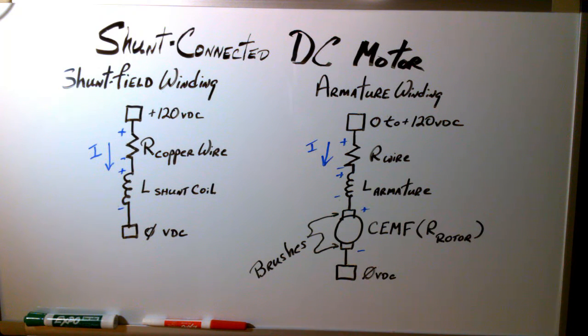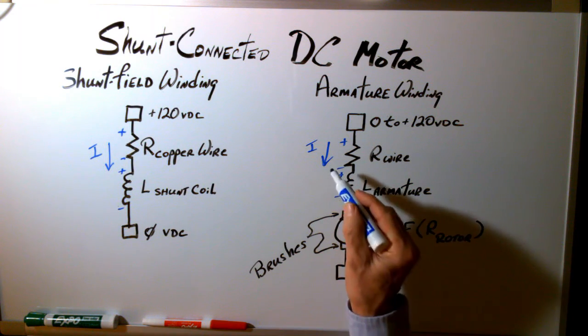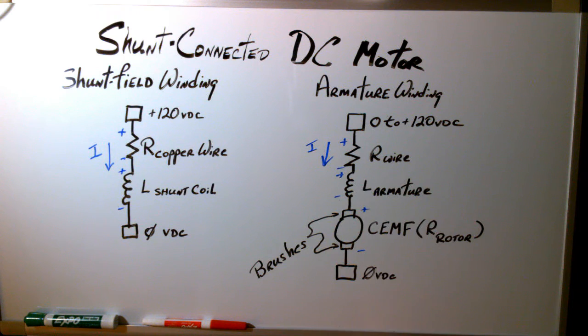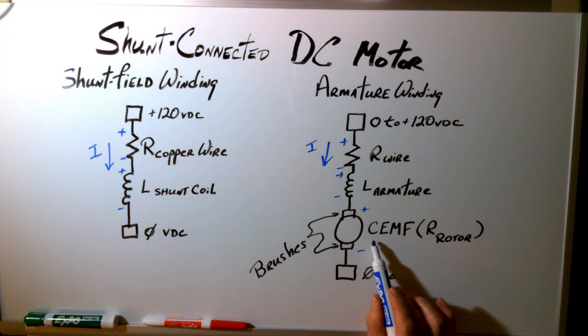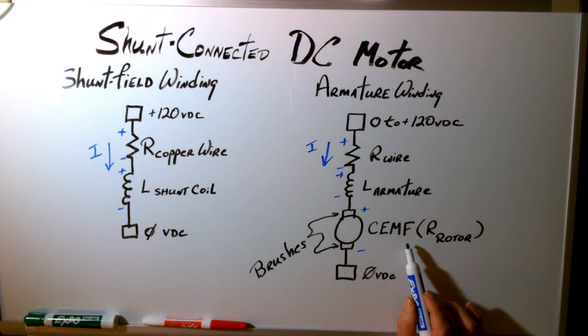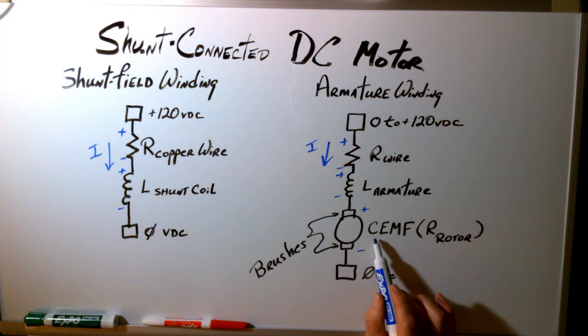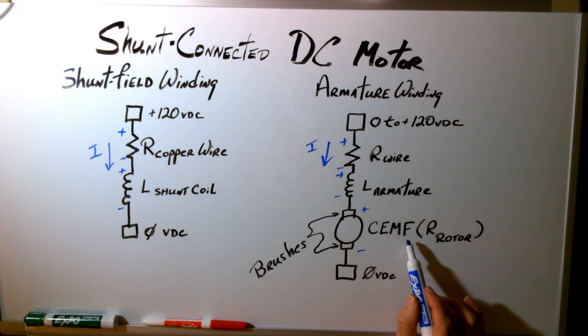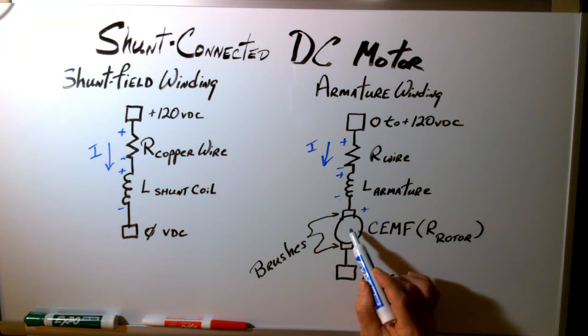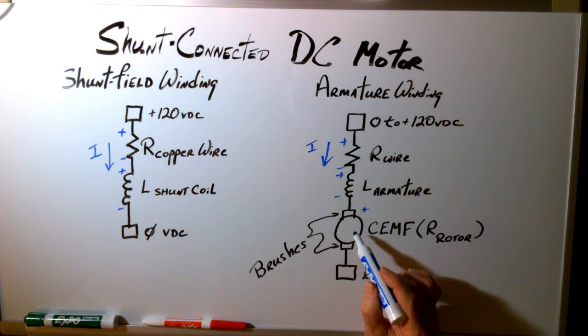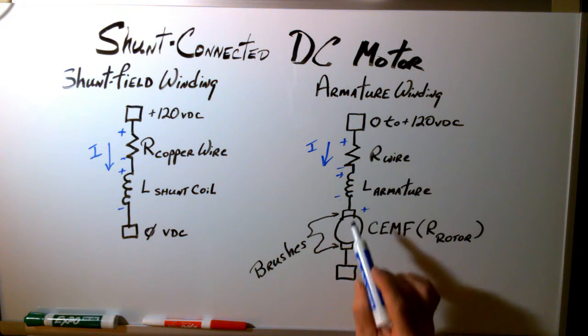Now, for purposes of troubleshooting, and this is the one thing that beginning troubleshooters should always keep in mind with all motors: the main opposition to current flow in the armature is the counter EMF produced by the rotation of the armature. Let me say that again. The counter EMF produced by the rotation of the armature is the main opposition to armature current.